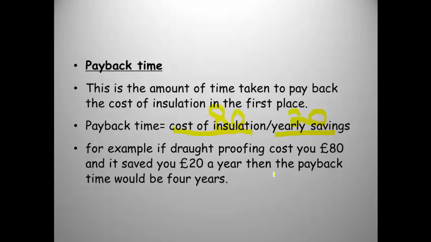Well, you can work that out in your head, okay, so it's 4 years. Because you save £20 a year, £20 a year, so in 4 years you'll pay back the cost of your draft excluders. Now, you may be thinking, well, I'll just work that out in my head, but it's not always so easy.